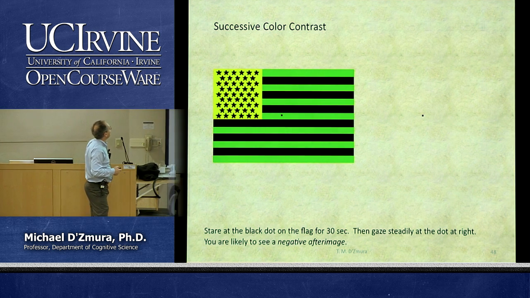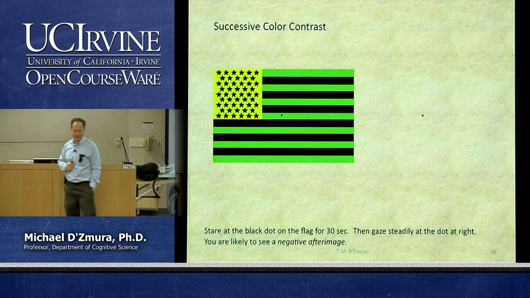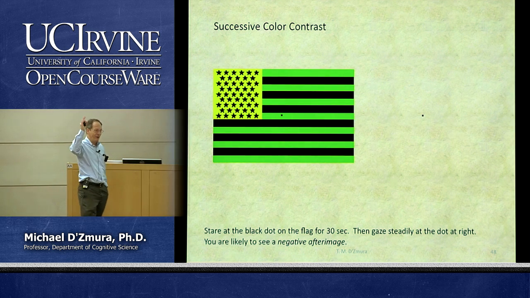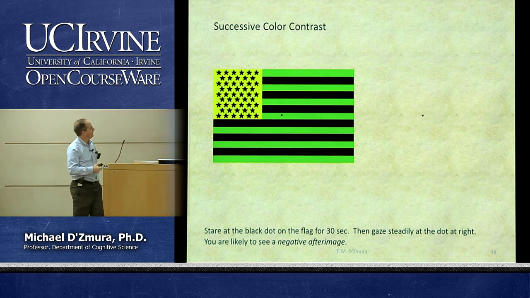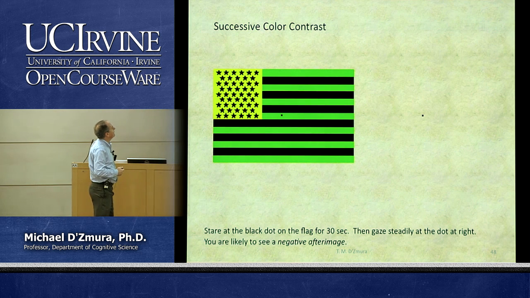Finally, successive color contrast is probably everybody's favorite. And this is something that you'll see by way of demonstration. You've got to actually do this. So we're going to stare at the black dot on the flag for 30 seconds. And when I say stare at that black dot, that doesn't mean look at it, then look over here, then look here, and then look there, and then look at your friend. It means stare right there without moving your eyes for 30 seconds. So here we go. 1, 2, 3, 4.